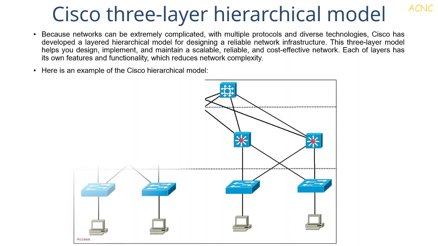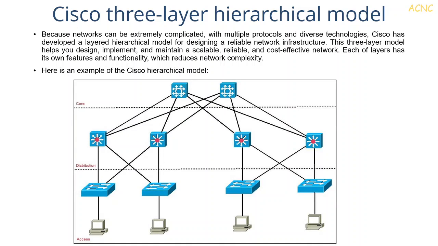Here is an example of the Cisco hierarchical model. You can see Cisco has three hierarchical layers. First is the core, second is the distribution, and third is the access. I think core and distribution are used by the service provider, the internet service provider, ISP, and the access layer is what we all have, our own computer access. So the access layer is used by clients.